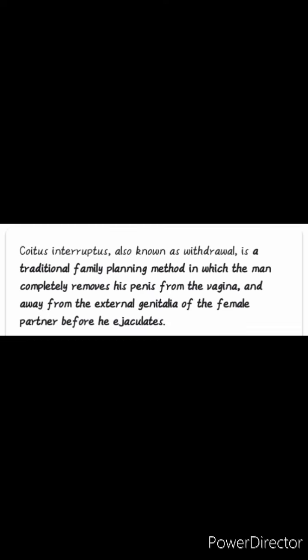And the last one is coitus interruptus. Coitus interruptus is also known as withdrawal. It is a traditional family planning method in which the man completely removes his penis from the vagina and away from the external genitalia of the female partner before he ejaculates. That is coitus interruptus.